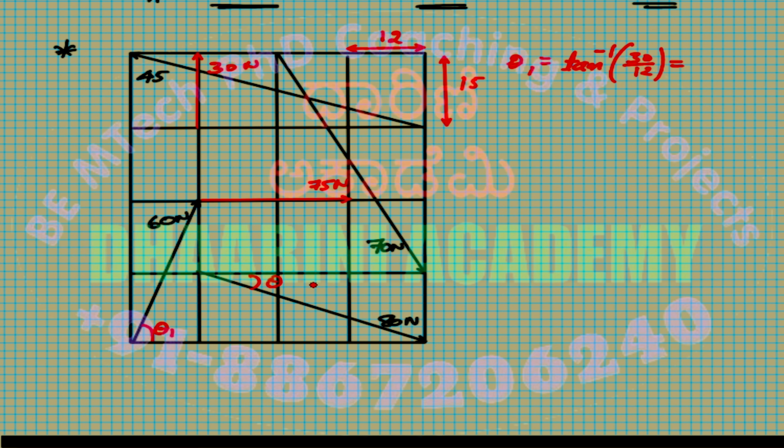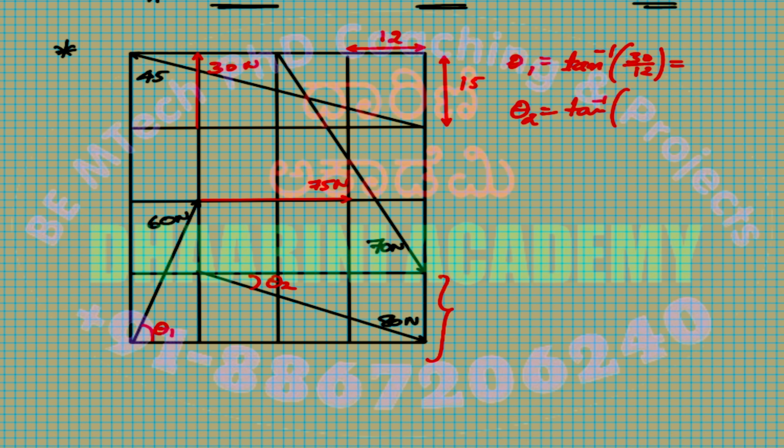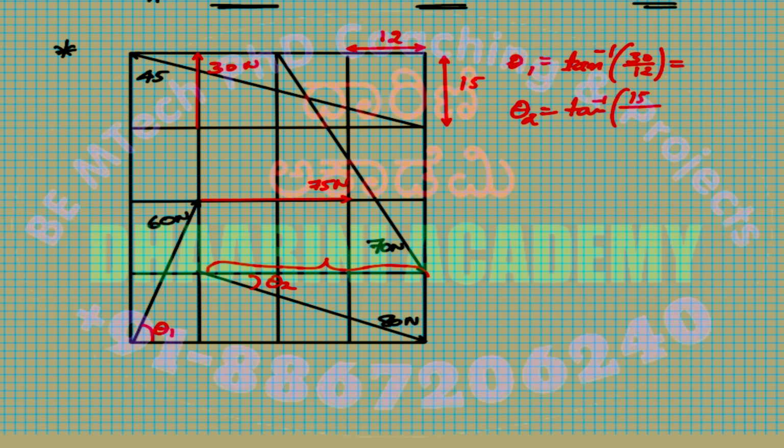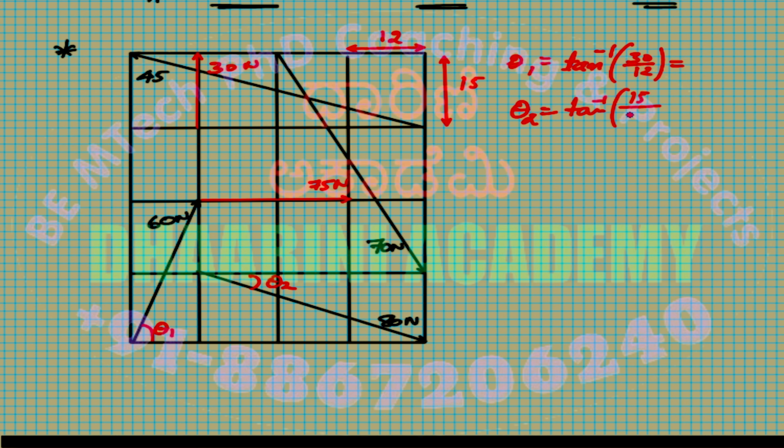So this is theta 2. Theta 2 can be calculated. Once again, all ratios are tan inverse only. Look at the opposite of theta 2, that is this, so opposite is nothing but 15. What is the adjacent? For theta 2, adjacent will be this distance, so that is 12 plus 12 plus 12. That is 36. So tan inverse of 15 by 36, you get that.